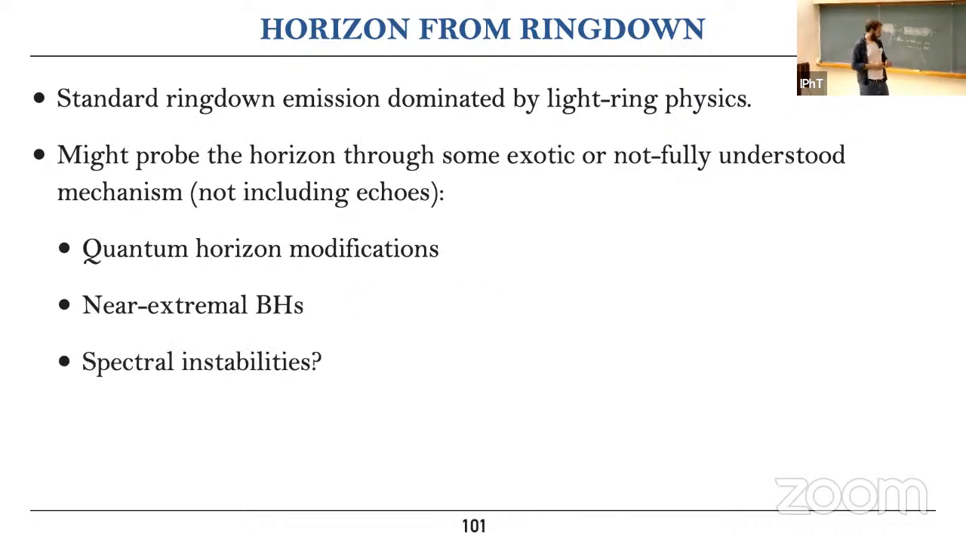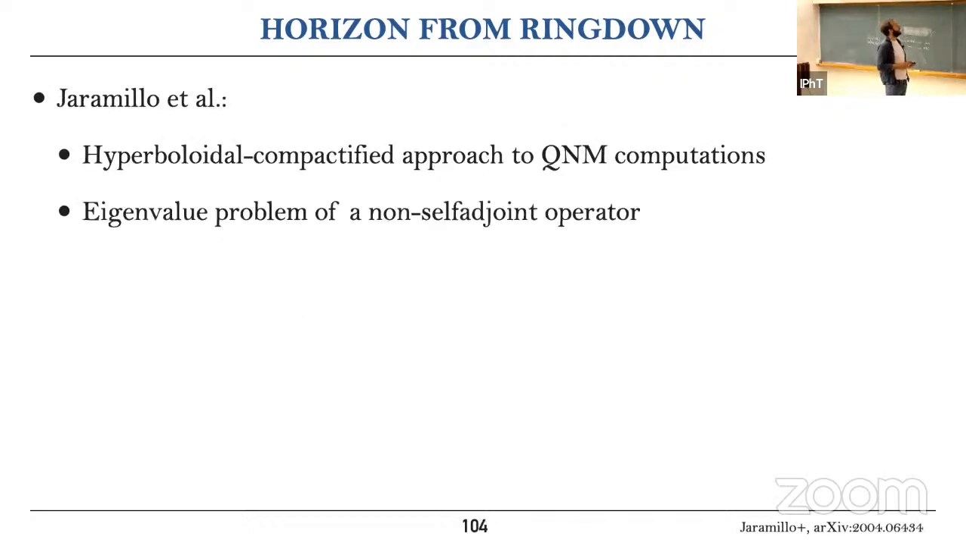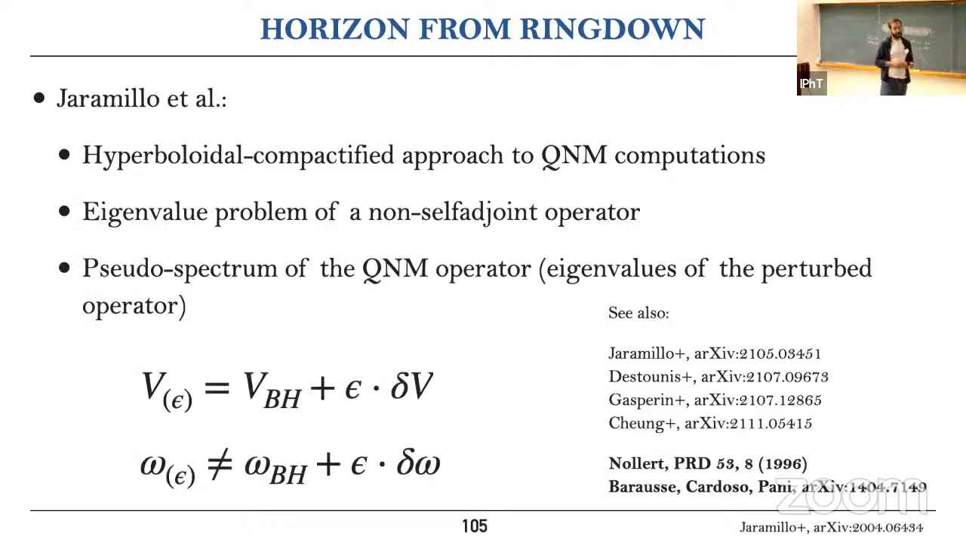Another point which was discussed recently was spectral instabilities. It's a simple mathematical statement. The operator dictating the quasi-normal modes is not self-adjoint. For self-adjoint operators, you have standard triangular inequalities, which tell you that if the potential is perturbed by an epsilon, then the eigenvalues are perturbed by an epsilon. But this is not true for non-self-adjoint operators, and the one of the quasi-normal modes is in this class.